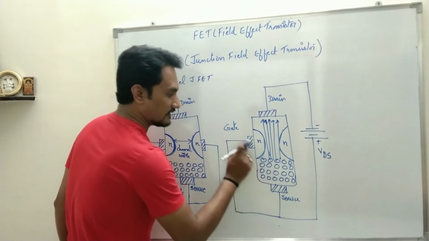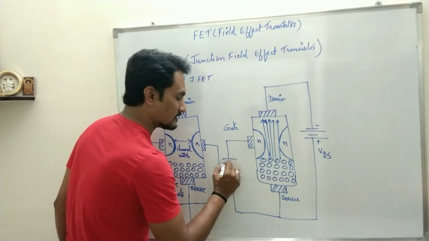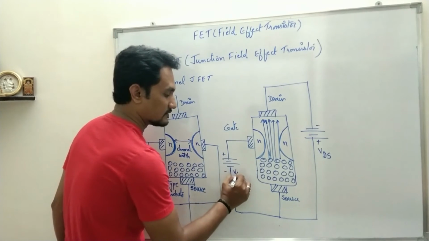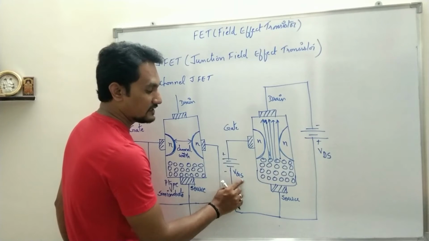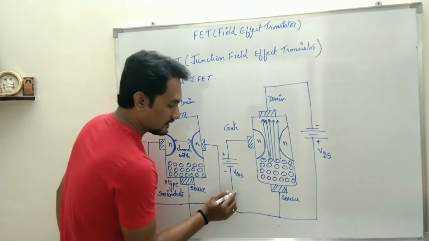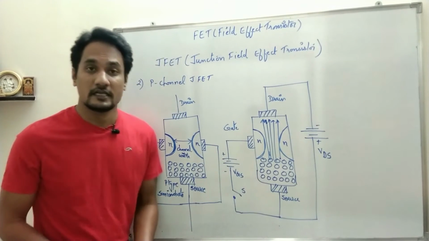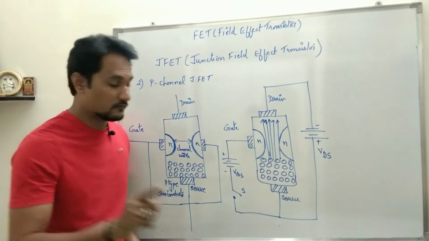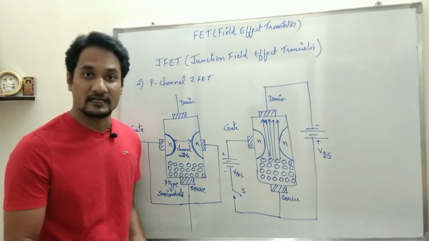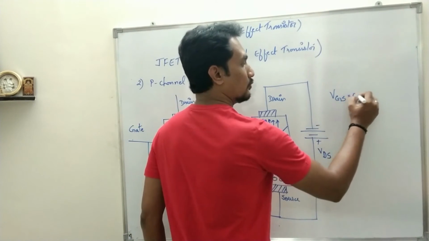Source is P region, gate is N region. Reverse bias means N should be connected to positive and P should be connected to negative. So this is plus, this is minus. This potential is called VGS, that is gate to source voltage. Initially, I will put up a switch which is in open state. That means until the switch is closed, there is no potential between gate and source. So the first case is when VGS is equal to 0.